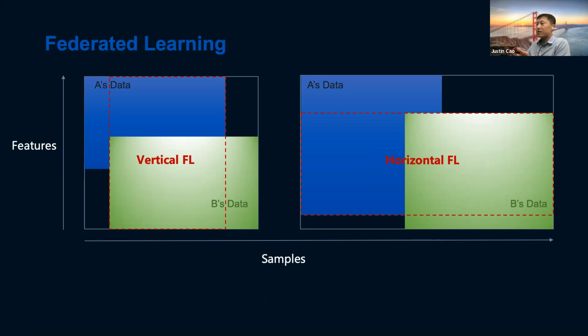For example, gender, age, disease, medication. You're basically just building a larger data set with the same kind of dimensions. That's called horizontal federated learning, okay? The way it works is still the same as described on the last page. But vertical federated learning is a little more complicated. It's basically the same sample, but different features, okay?